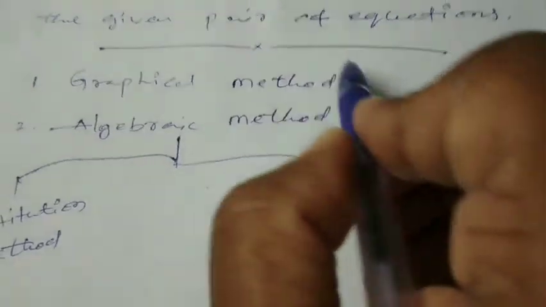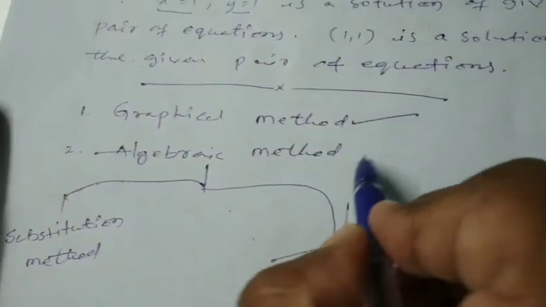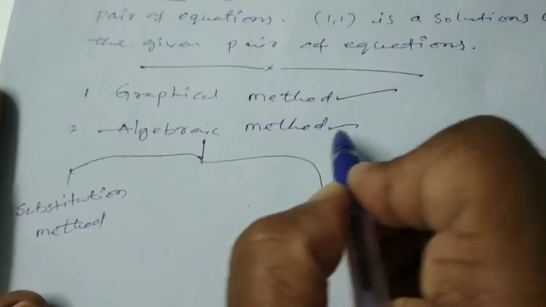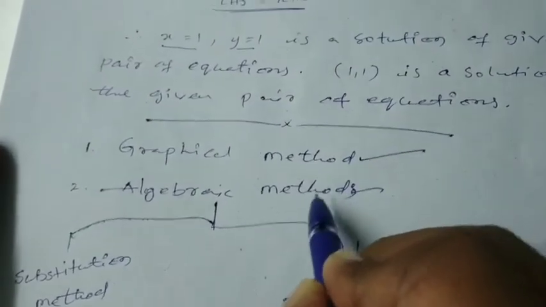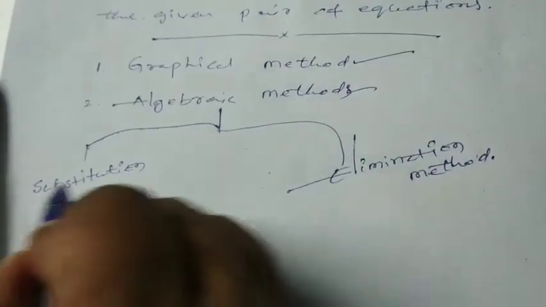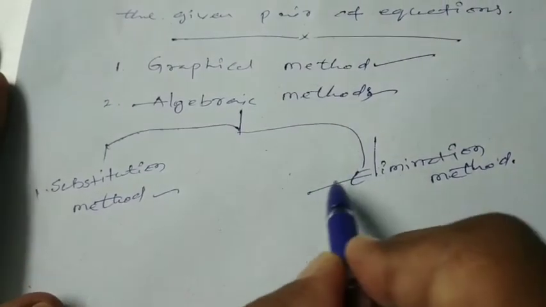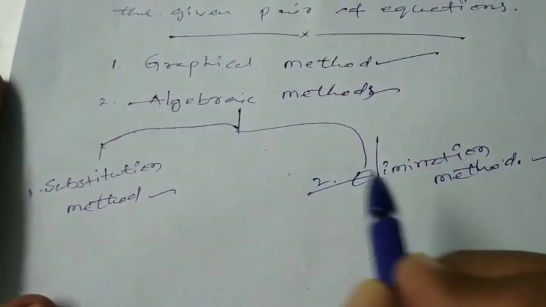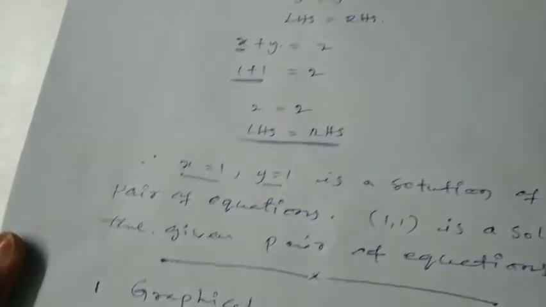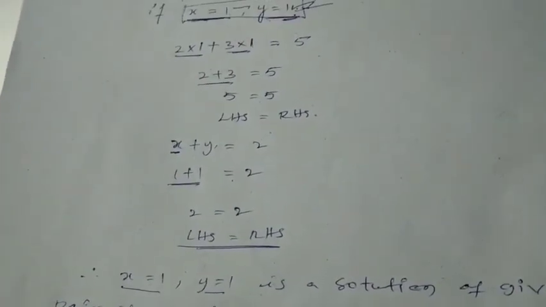Okay. The first one is the graphical method. The second one is the algebraic method. Of the algebraic methods we have again two: one is the substitution method, the second one is the elimination method. Now we are going to find a solution of the given pair of equations according to the graphical method.